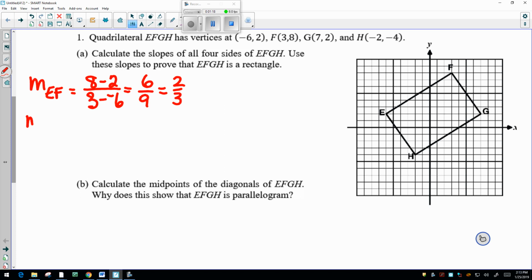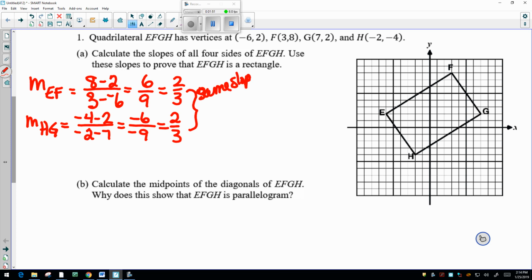Now, if we do the slope of HG, they should be parallel since they're opposite each other. And if we plug that into the slope formula, our numerator is -4 minus 2. The denominator, we get -2 minus 7. So again, simplifying the top, we have a -6. Simplifying the denominator, we have a -9. And always reducing, we get 2/3. So right here, we can see that we have the same slopes. And anytime you have the same slope, that means your lines are parallel. Just a reminder for teachers.